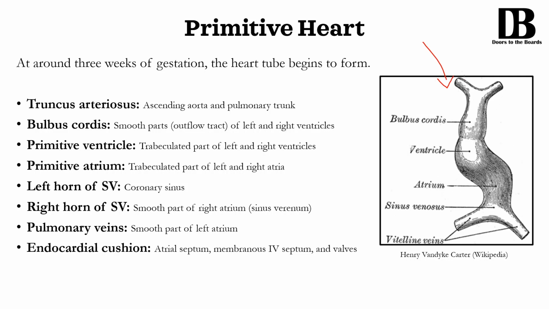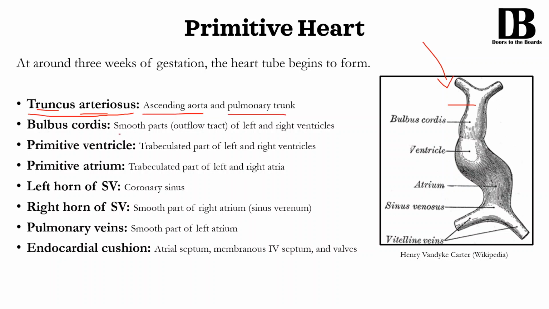This is a figure of that sort of heart tube, which ends up convoluting over itself to form the actual heart and associated vessels. In this figure, we have one label missing, which is the truncus arteriosus, which is going to be slightly superior to the bulbus cordis. The truncus arteriosus, I use the name to remind me, so it's the arterial trunks. The main arterial trunks are going to be your ascending aorta and pulmonary trunk.